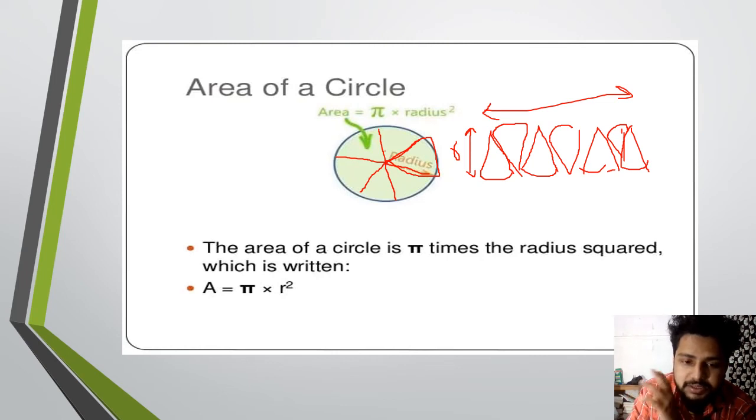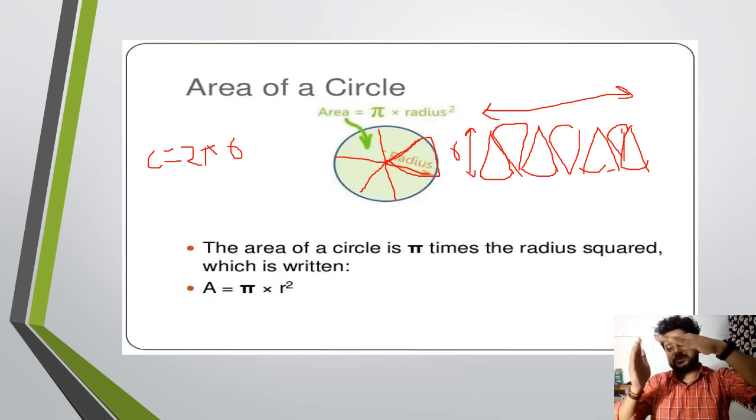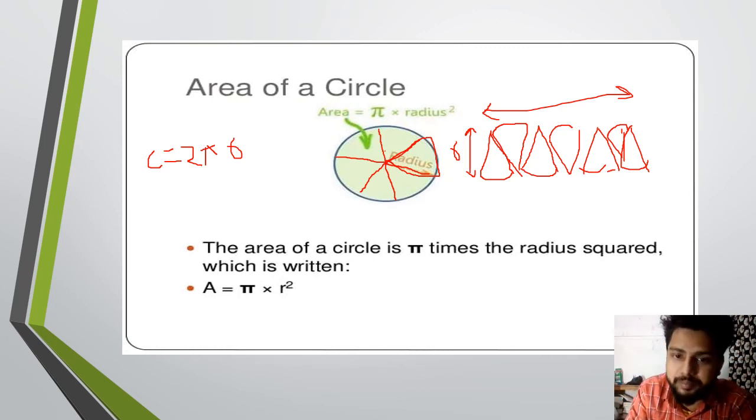As we know, the formula of circumference, C equals, what is the formula of circumference, guys? It's 2 pi r. Here 2 pi r is divided into two parts, half up, half down. So this whole circumference, when we open it, half upside, half downside, becomes pi r.